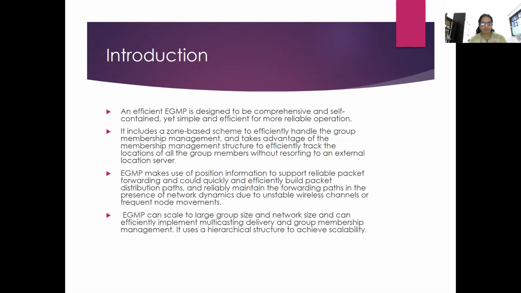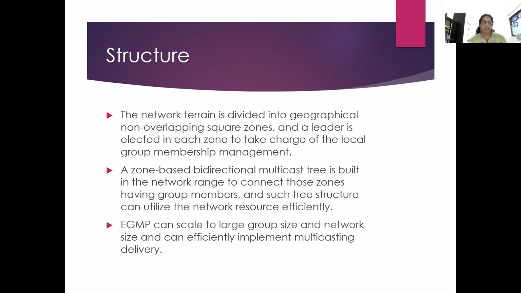EGMP makes use of position information to support reliable packet forwarding and could easily and quickly build packet distribution paths and reliably maintain the forwarding paths in the presence of network dynamics due to unstable wireless channels or frequent node movements. EGMP can scale to large group size and network size and can efficiently implement multicast delivery and group membership management. It uses a hierarchical structure to achieve scalability.